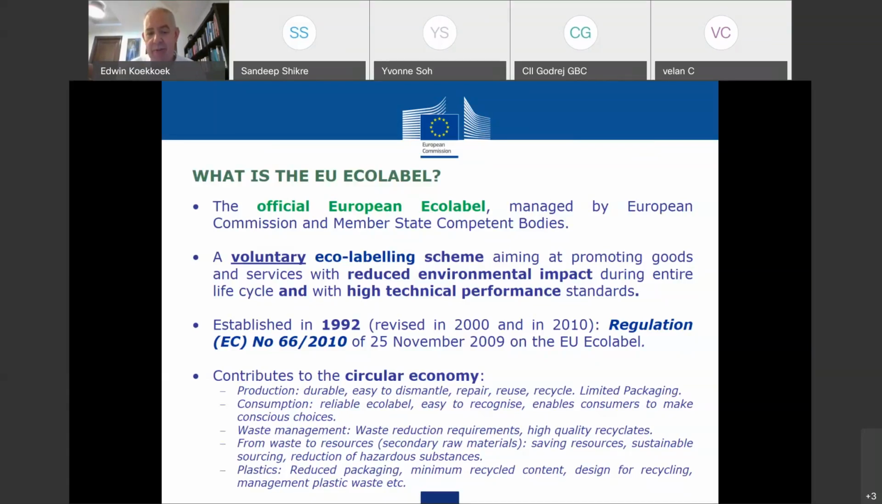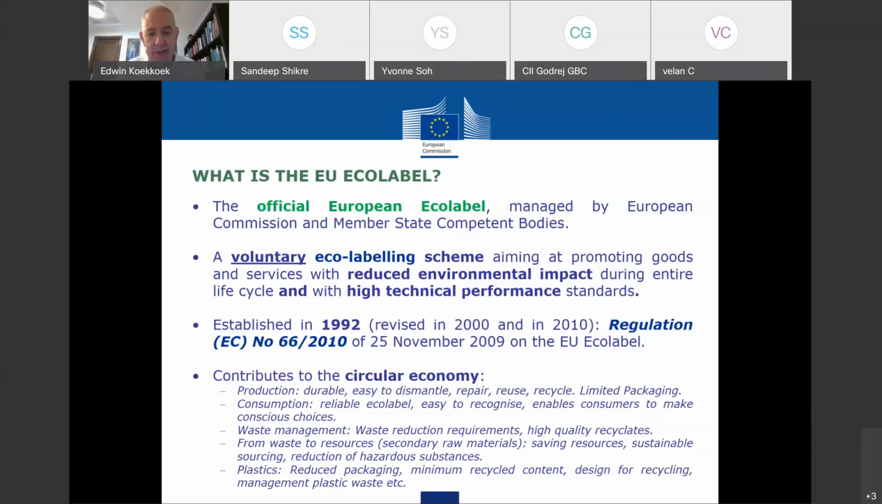It means that you look at the production of the product. So how you can design it in a way so that it's durable, easy to dismantle, easy to repair, easy to reuse, easy to recycle, and also you can limit packaging. I think the same is true for the building sector. Also, when you design your building, you can already take into account all the different elements, also deal with all the different steps in the life cycle of a building.